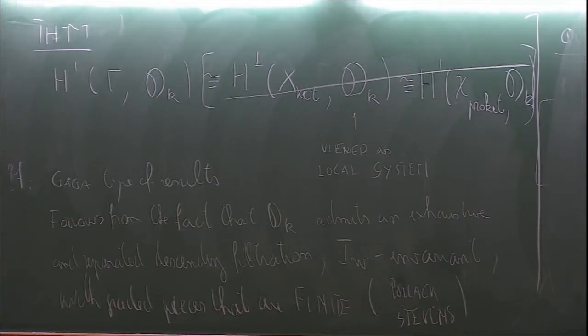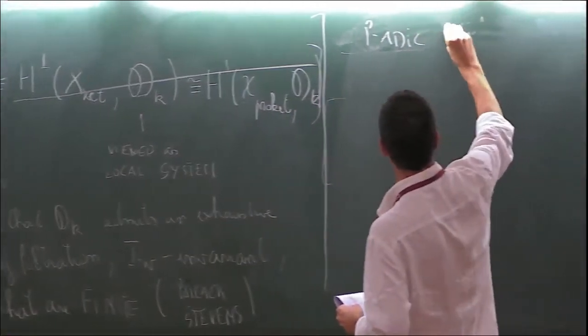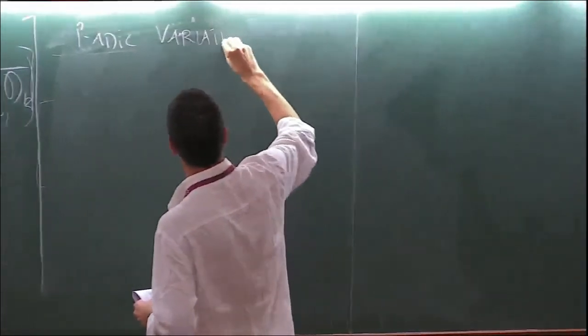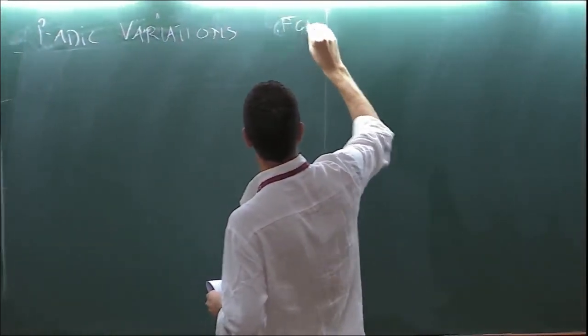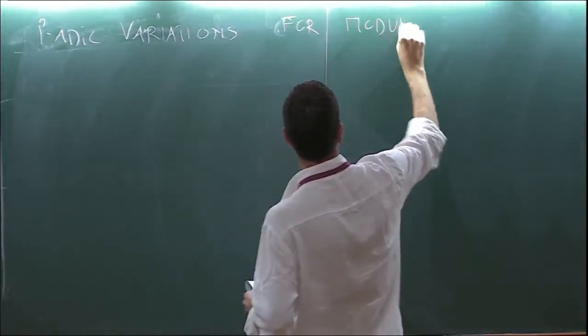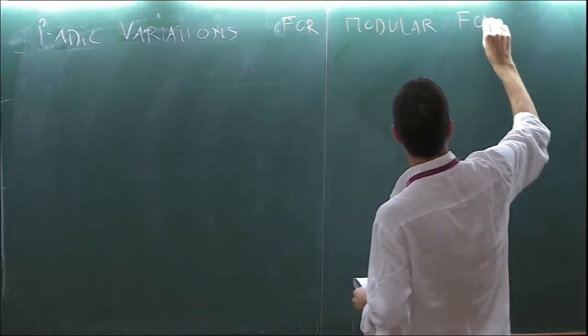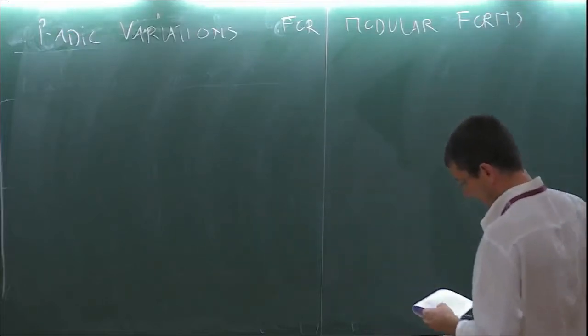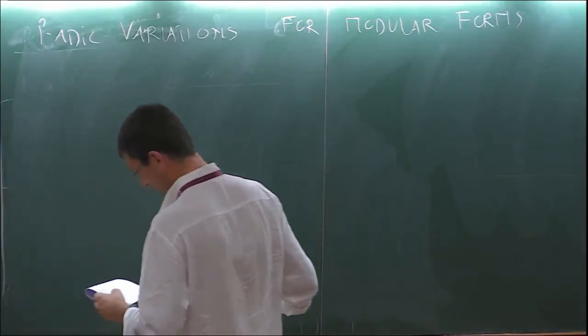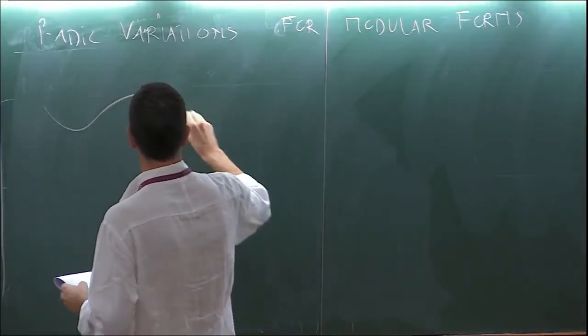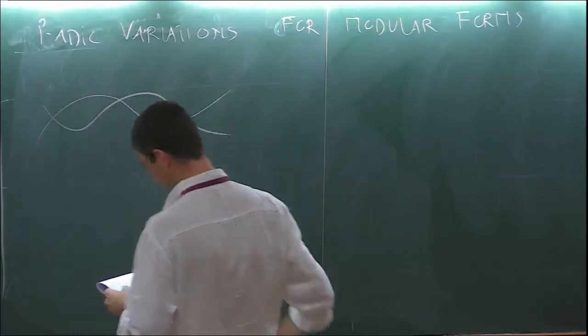Okay, so the second thing that I want to vary p-adically is on the modular form side. Okay. So p-adic variations for the modular forms. So here I'll draw a picture that appeared yesterday in the lecture of Udi.